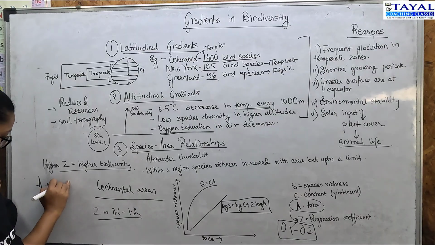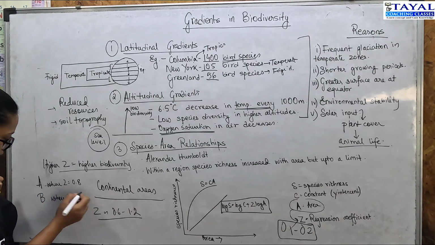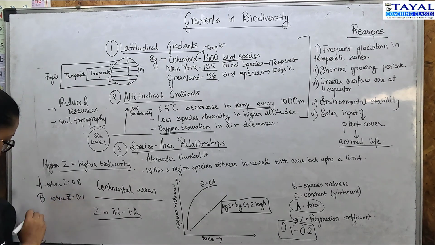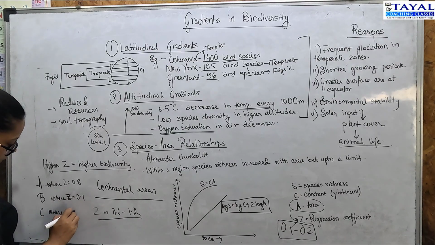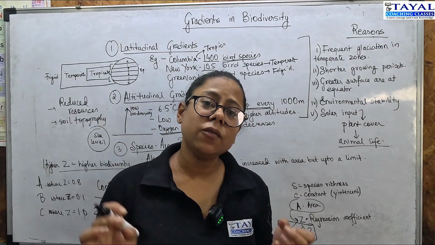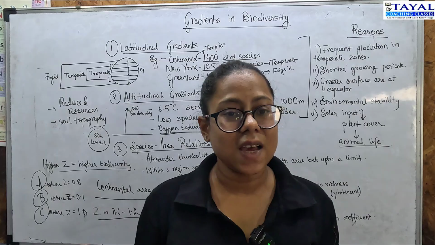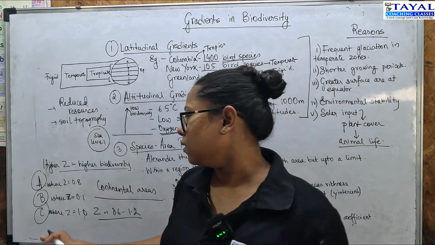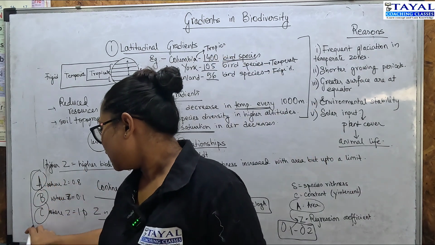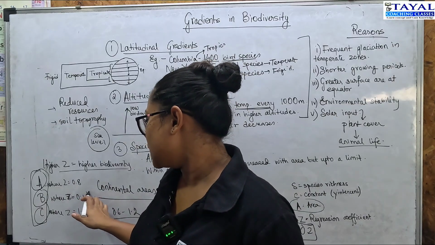It's very probable to get questions like this in NEET, that you have an area A where Z is 0.8, and you have area B where Z is 0.1, and you have area C where Z is 1.2, let's say, or 1. Now, if and only if you are told that all of these three areas are similar in size, so A is not a small piece of land and B is not a small piece of land while C is a whole continent, in that case, C has the highest species diversity, biodiversity, whereas B has the lowest.